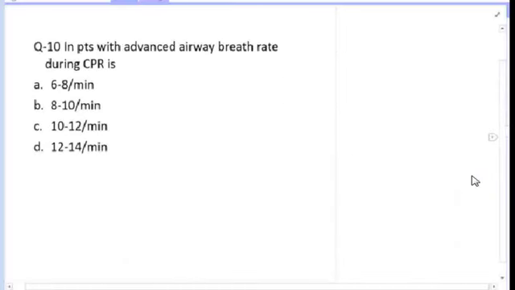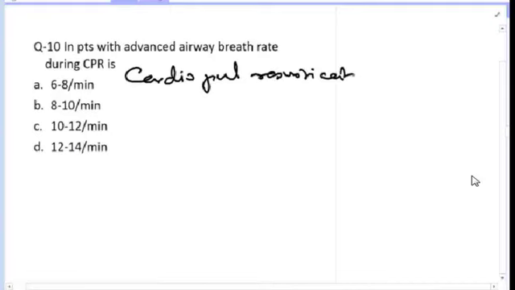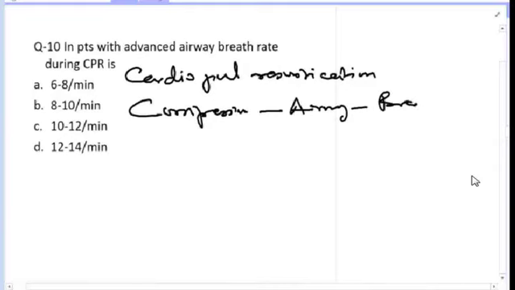Now, question number 10. In patients with advanced airway, breath rate during CPR is. Now, CPR stands for cardiopulmonary resuscitation. The sequence for CPR is compressions, airway, and breathing.